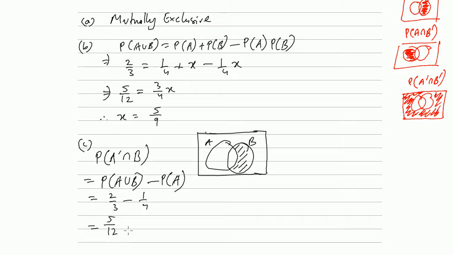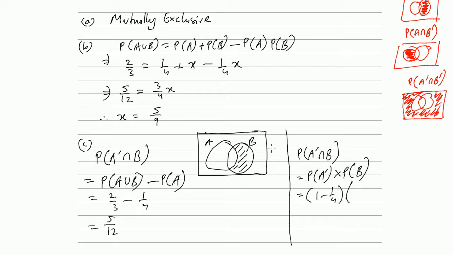Another way of doing this sum, since they're independent, is to write probability of A prime intersection B as probability of A prime multiplied by probability of B. In that case it would be 1 minus 1 by 4 multiplied by 5 by 9, and you get 5 by 12. But this might not be obvious, because it is not in every sum that they mention independent. It is only in this sum they mention independent. So the Venn diagram is the more common way of doing this sum.